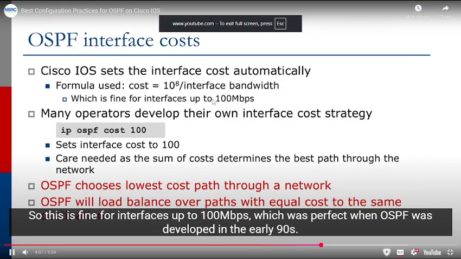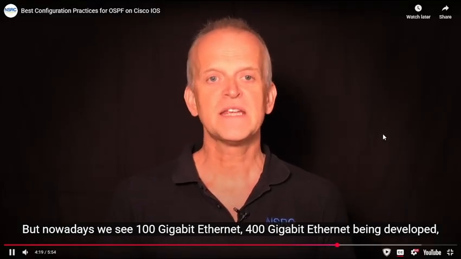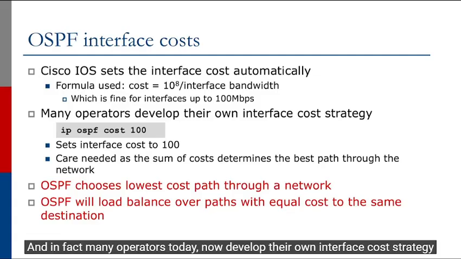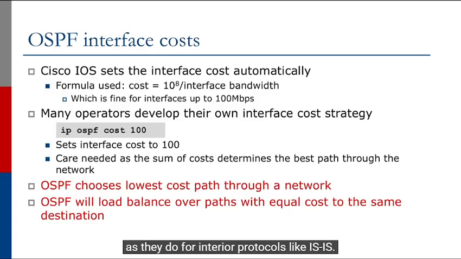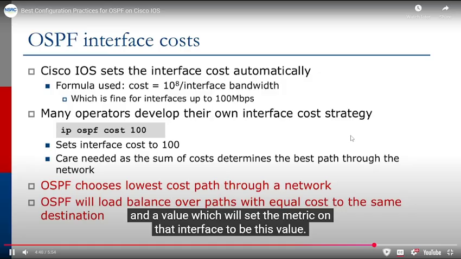So this is fine for interfaces up to 100 megabits per second, which was perfect when OSPF was developed in the early 90s. The fastest interface back then was 100 megabits per second. But nowadays we see 100 gigabit Ethernet, 400 gigabit Ethernet being developed. This automatic cost generation really does not make any sense. And in fact, many operators today develop their own interface cost strategy, as they do for interior protocols like ISIS. To do that, it's a simple interface command, IP OSPF cost, and a value which will set the metric on that interface to be this value.